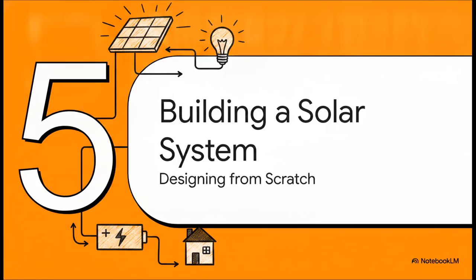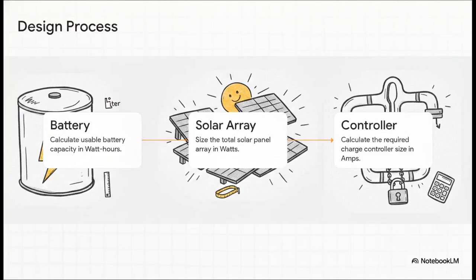Welcome to Section 5, Building a Solar System. We are officially ready to design from scratch and apply our brand new vocabulary to a real-world 12-volt scenario. We're going to follow a super logical 3-step design process here. First, we define the size of our energy storage tank. Second, we size the solar source needed to fill that tank. And third, we calculate the bottleneck connection that actually links the two together.